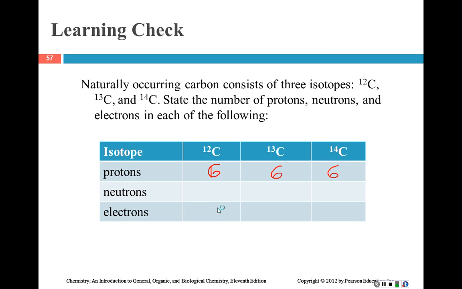How many electrons would carbon have? If it's neutral, it's got to have the same number of electrons as it does protons. And so the only difference is going to be this one has 6 neutrons because 12 minus 6 is 6. This one has 7 neutrons. This one has 8 neutrons. So again, the only difference between these isotopes is what? The number of neutrons.